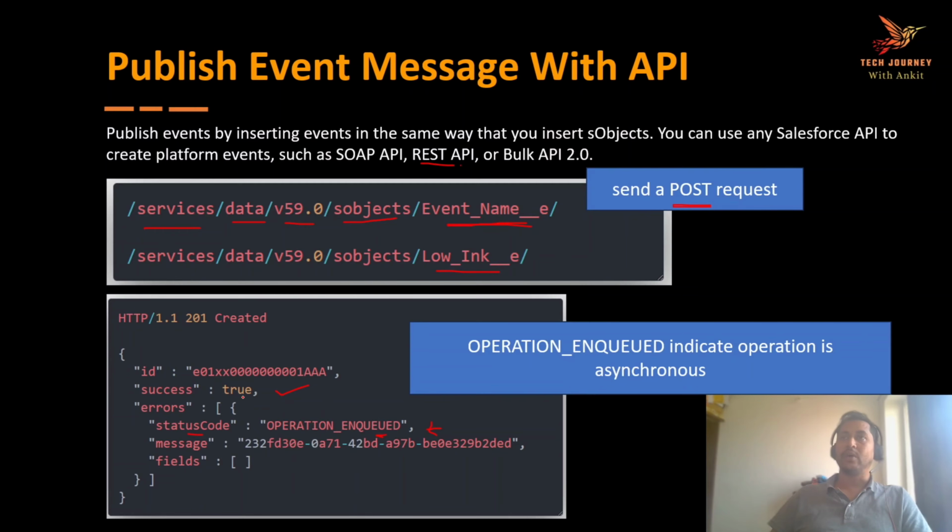Again, in case your platform event is not successful, then the error message details will be populated. This message is nothing but the event UUID field. In part 1, I discussed in detail what the event UUID field is. So this message is nothing but the event UUID field, which is a standard field available on the platform event.